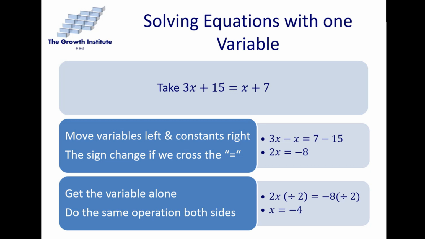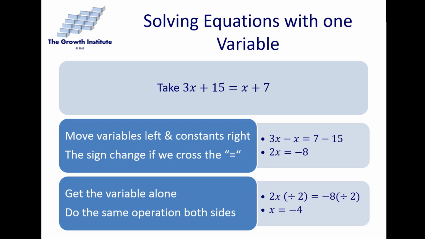So 3x stays on the left. We move x to the left as well. It crosses the equal sign. It was positive, so it becomes negative. 7 is already standing on the right-hand side. We're going to move 15 to the right-hand side as well. It's crossing the equal sign. At the moment, the sign is positive. Now the sign becomes negative.